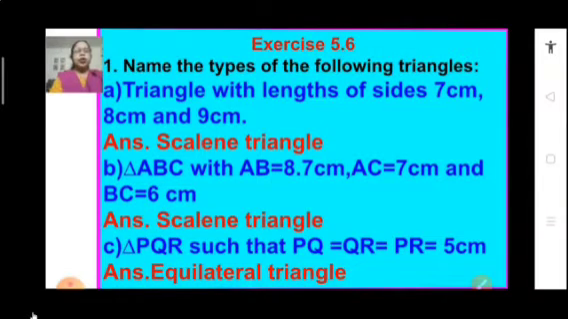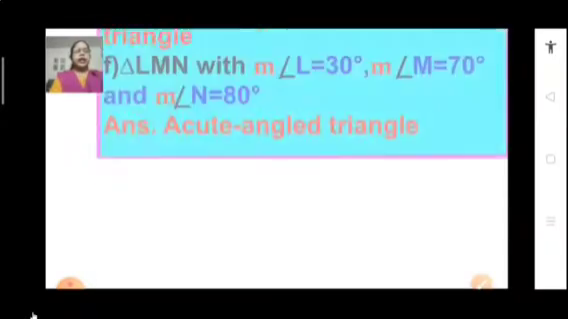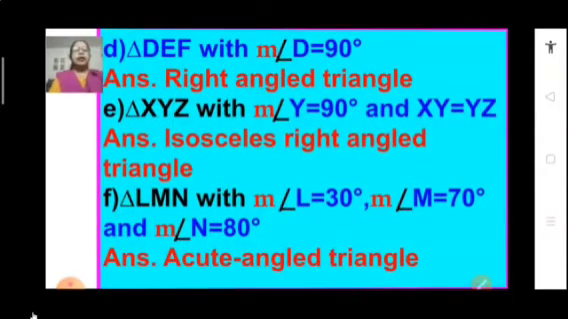C. Triangle PQR such that PQ is equal to QR is equal to PR is equal to 5 centimeters. So here we have a triangle PQR and the sides of the triangle are PQ, QR and PR, which are of 5 centimeter length. That means they are of equal length. So it's an equilateral triangle. D. Triangle DEF with measure of angle D 90 degrees. So here we have a triangle DEF where angle D is 90 degrees. So it's a right angle triangle.